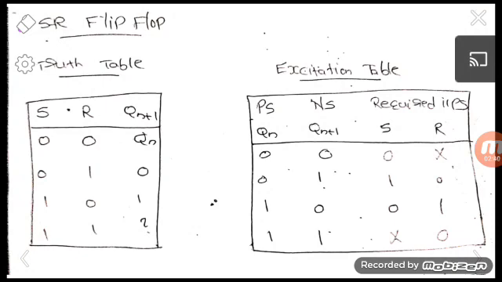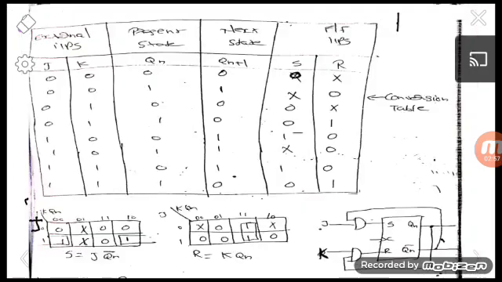Just have a look at the excitation table of the SR flip-flop. That is, for 0 0 the required inputs are 0 X, then for 0 1 the inputs are 1 0, for 1 0 they are 0 1, and for 1 1 they are X 0. We must know this excitation table very well. And this is the design procedure.